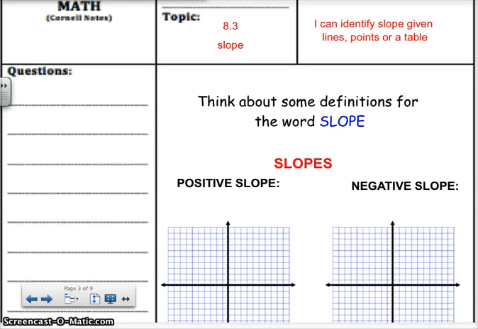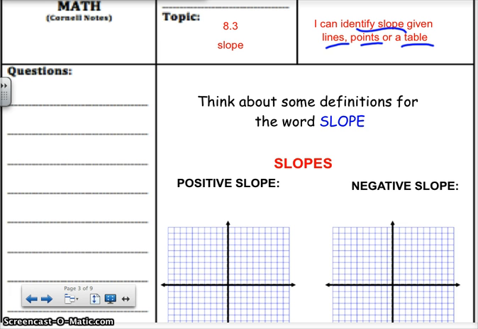Okay, we're going to talk about slope today. You're going to be able to identify slope given lines, points, or a table. That's our main learning target today. Pretty simple once you learn the trick. I want you to think of some definitions of the word slope.